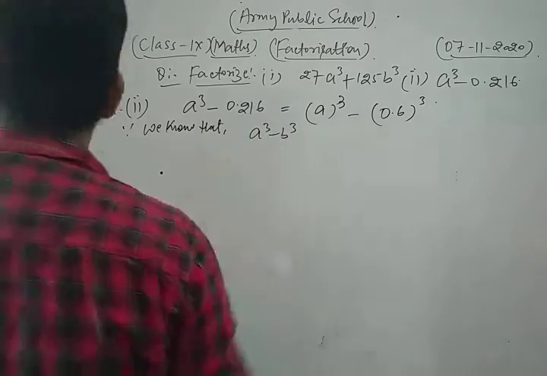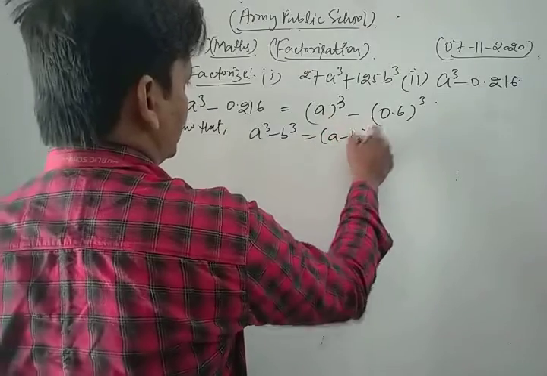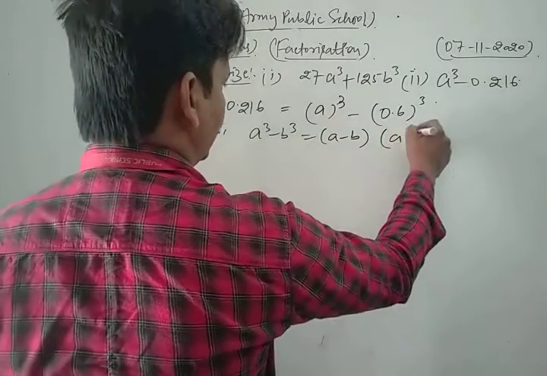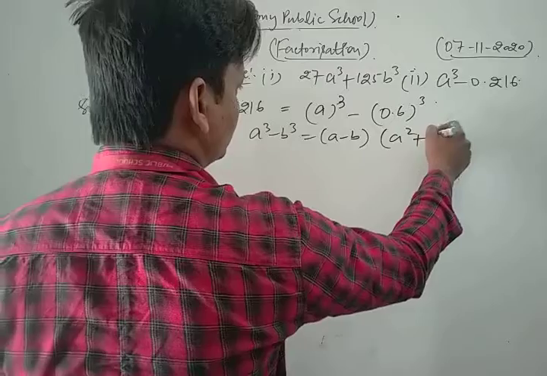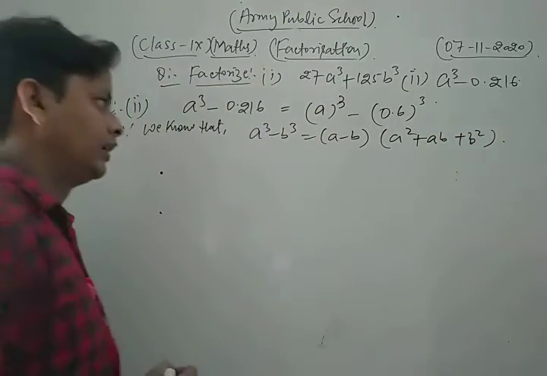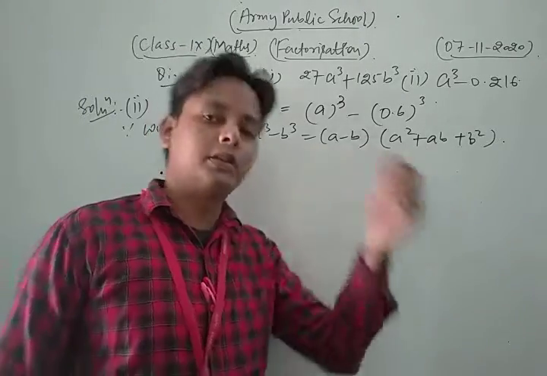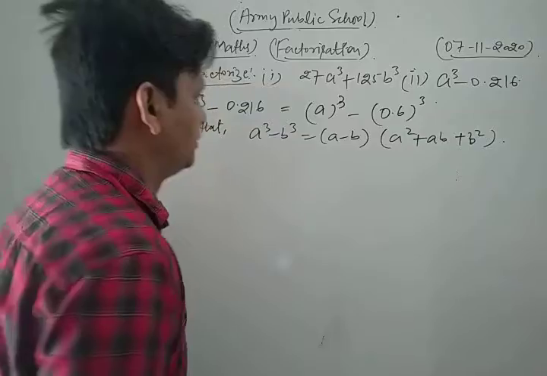And now since we know that a cube minus b cube, the value of a cube minus b cube is what? a minus b in one bracket, in the second bracket a square plus ab plus b square. Okay. Dear students, a minus b in one bracket and another bracket a square plus ab plus b square. Now let's see.